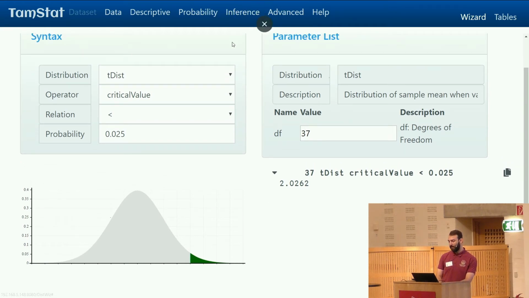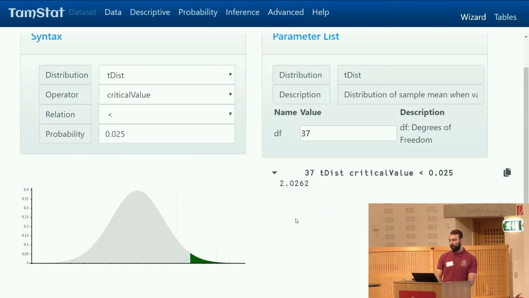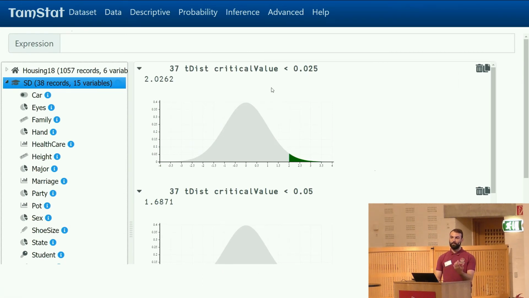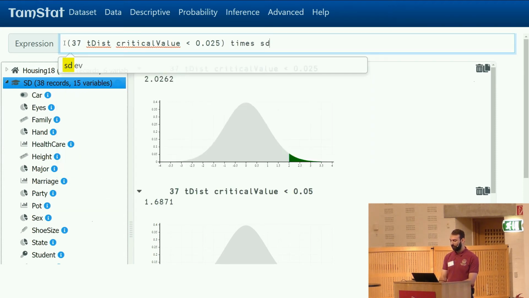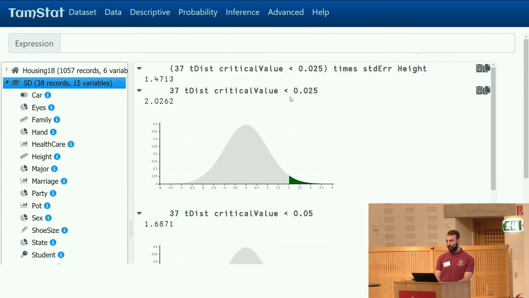interval comes from. Second to last is the margin of error, which is just that critical value times the standard error that we found earlier. So we can do this from the session. Now all the things from our wizards have come into the session. So we can find our critical value, and our margin of error is just that times the standard error of the height. And that's this here.